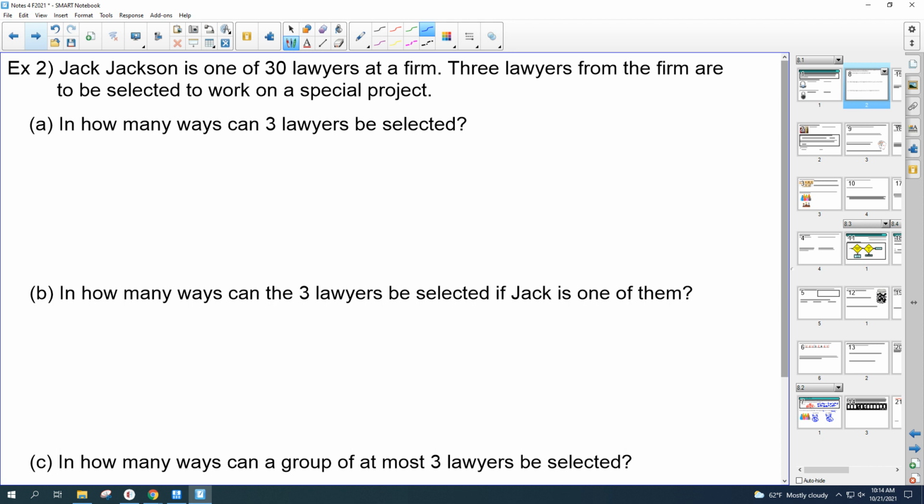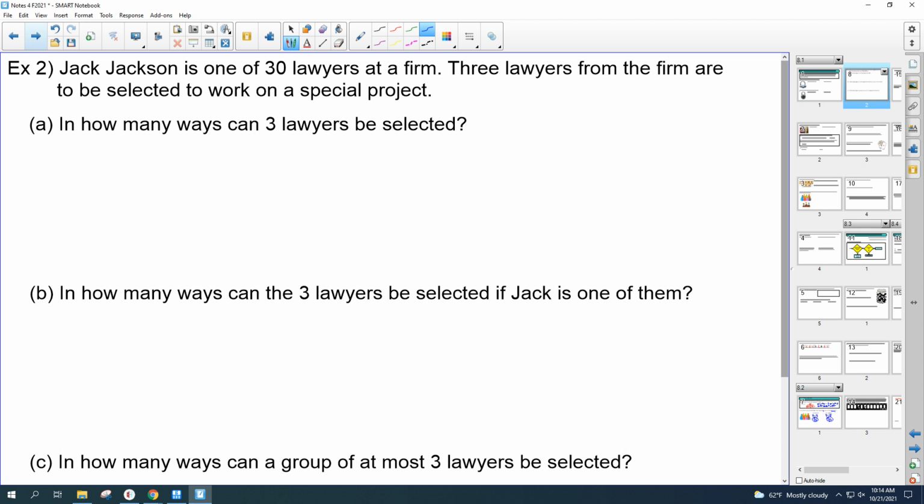Number 2, Jack Jackson is one of 30 lawyers at a firm. 3 lawyers from the firm are to be selected to work on a special project. In how many ways can 3 lawyers be selected? What I think you need to get in the habit of is asking yourself first, is this a group out of a group? Am I taking a group of items out of a larger group of items? And then you would want to ask yourself if order matters or not. Because if order does matter, it's a permutation, like last time. If order does not matter, it's a combination.